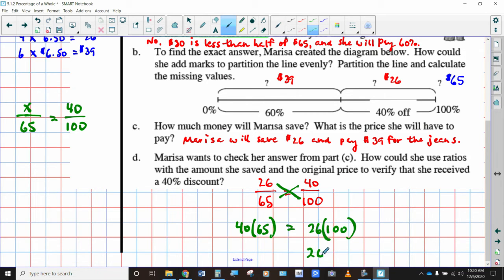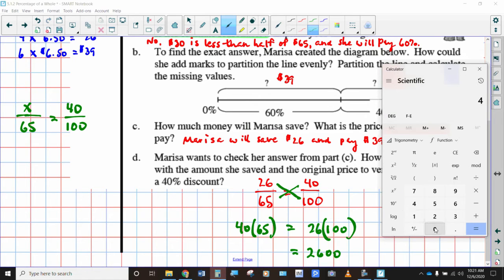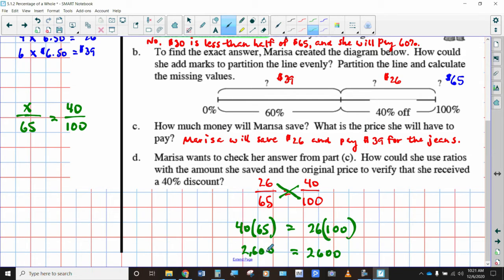So I know this is going to be 2,600. Let's verify that this is going to give us 2,600. So 40 times 65 is 2,600. That is correct. So the fact that those two are equal to each other proves that these are equivalent ratios, which proves that our numbers up here are exactly correct.